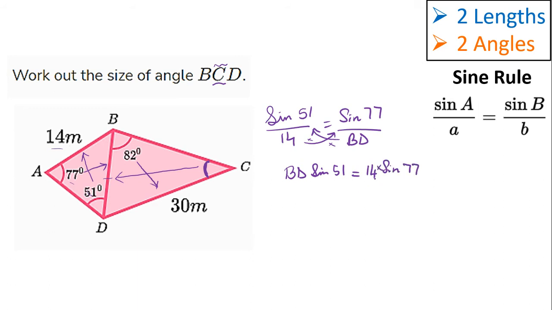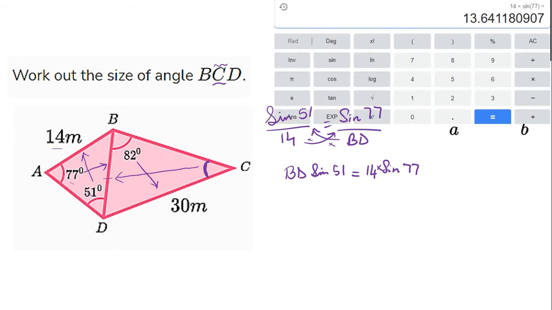The first thing I'm going to do is multiply my 14 with the sine 77. When I do that, first make sure your calculator is set on degrees. So 14 times sine 77 is 13.6411, etc. I'm just going to write 13.641. It's always best practice not to round off your answer midway through the solution, so that you get a more accurate answer. Just keep it to at least 3 to 4 decimal places so you get a more appropriate answer.